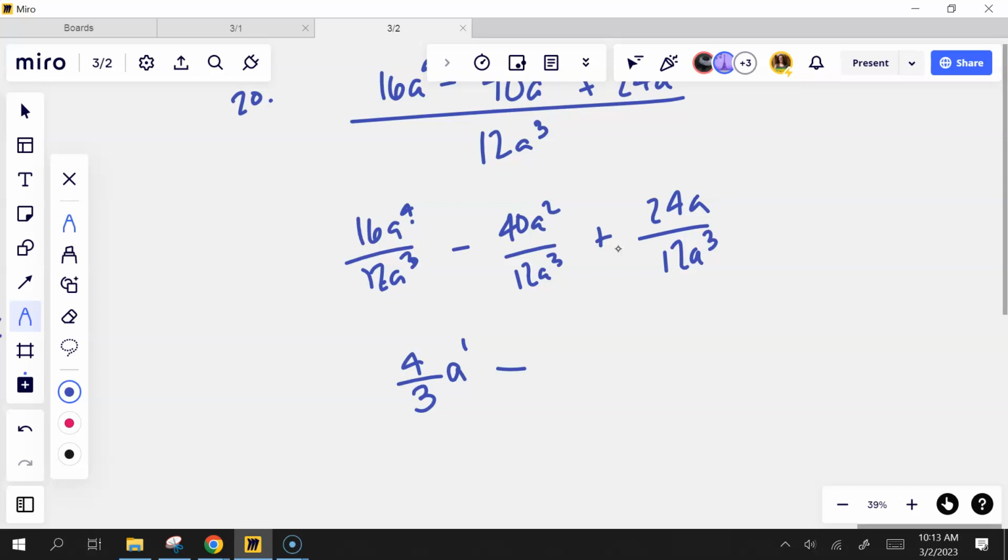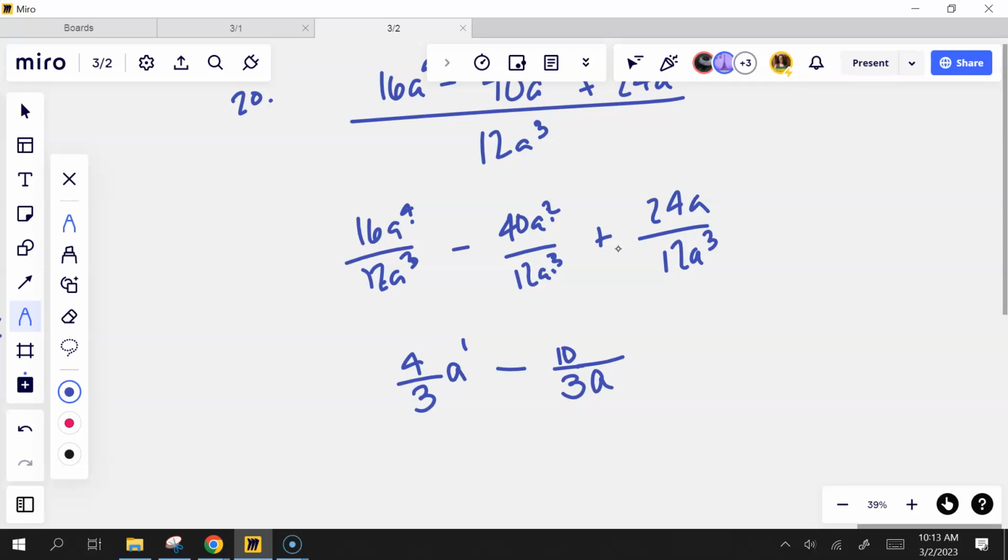Everyone did the project. 40 over 12. What's it reduced to? 10 over 3. Thank you. And then look, if I've got 2 A's up top and 3 A's in the bottom, how many does that leave, and where? 1 on the bottom.